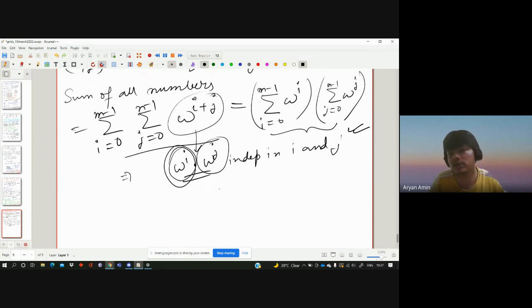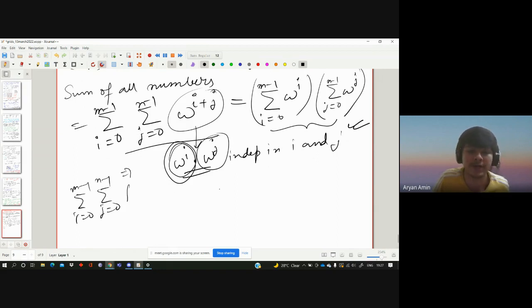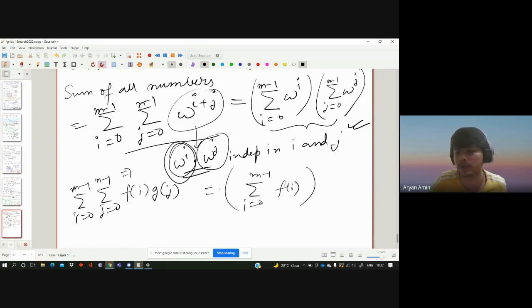This is kind of a classic double summation. If you have independent functions of i and j, then you can just write it as a product. Suppose you just had i equals 0 to m minus 1 and j equals 0 to n minus 1, with some independent functions f of i and g of j, you can just write something like this. So do people understand this? Are there any questions regarding this?